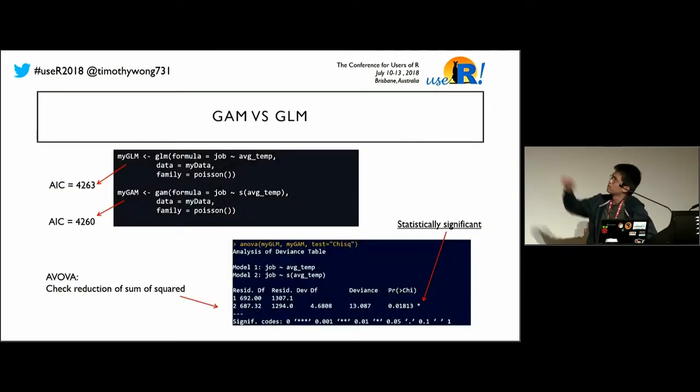So I'm comparing the GAM model with the GLM. We've run a very simple comparison. In terms of AIC, it's slightly lower, and a slightly lower AIC means the model is better, right? We've also run an ANOVA test to compare these two models, and the residual is statistically significantly lower, so that's also a good sign.